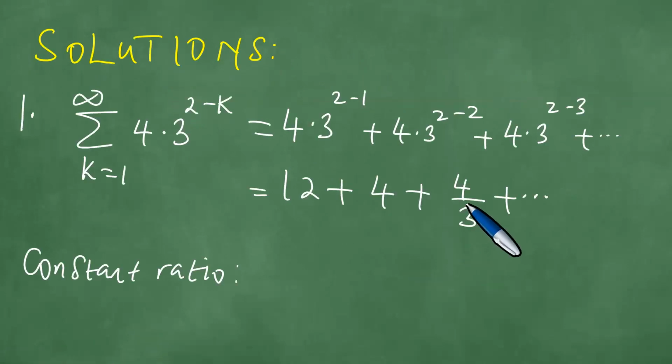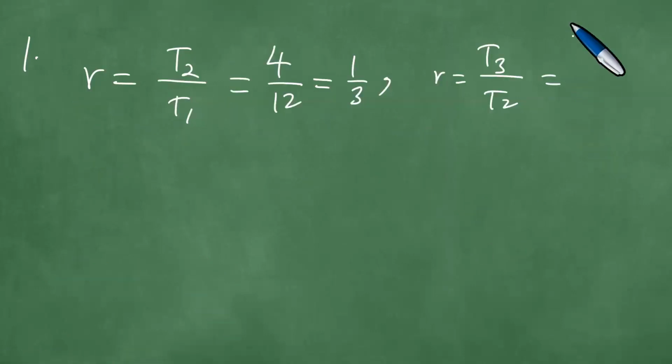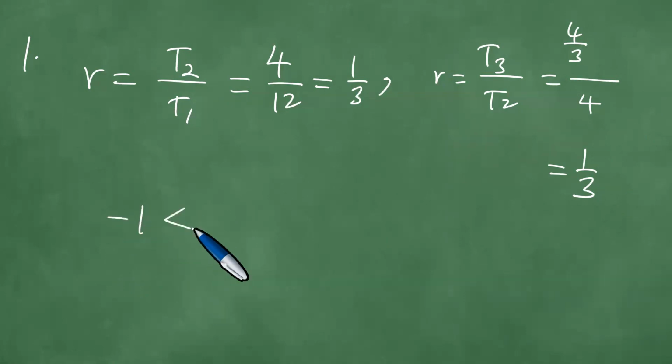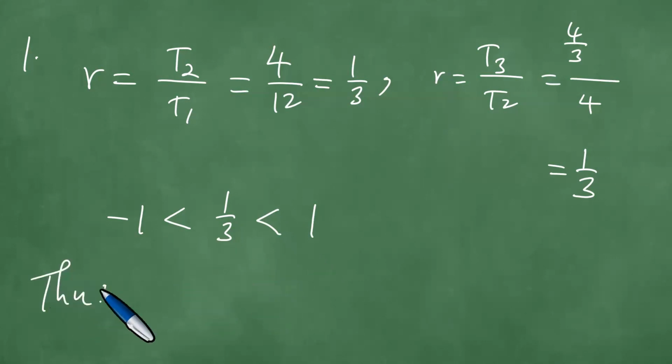Right, if you look here, the third term is 4 over 3, and the second term is 4. And the answer is 1 over 3 here. And because of this, we're able to make the following deduction: -1 is less than 1/3, which is less than 1. So which means that this ratio lies between -1 and 1. Thus, the series is convergent.